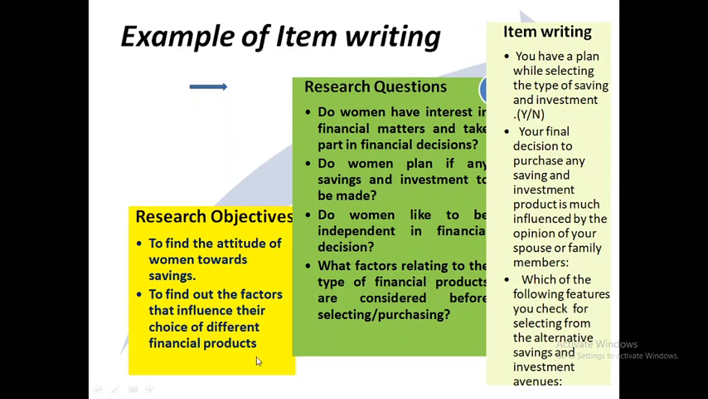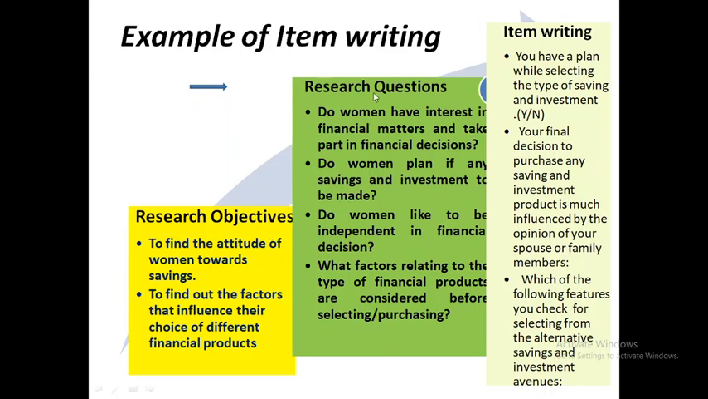As I already told, there are various deposit products, various other investment products and many other financial products, made available by various financial institutions, say banking institutions, then the post office, and nowadays payment banks and various other institutions. What factors influence the choice of those financial products? So these are the two research objectives.